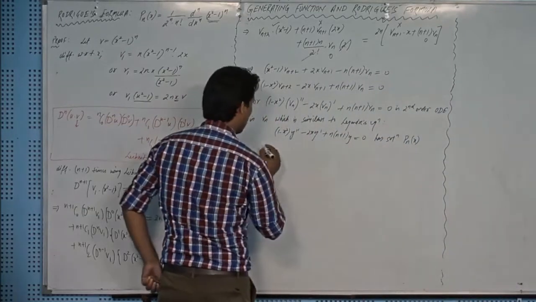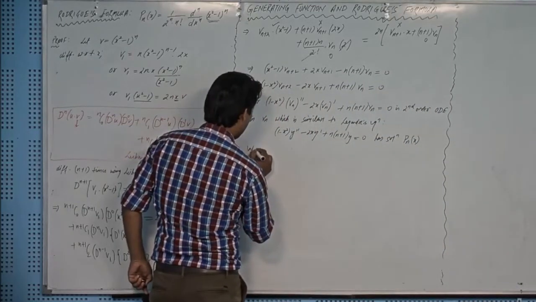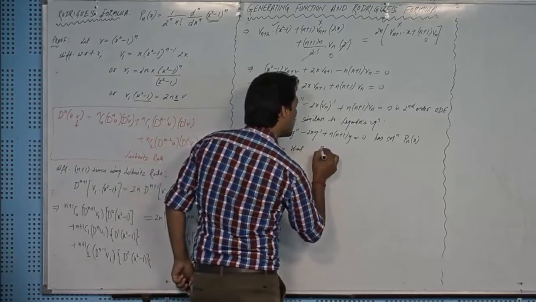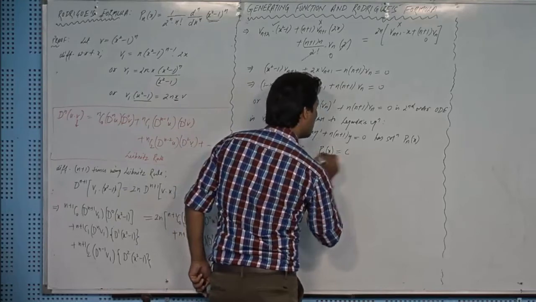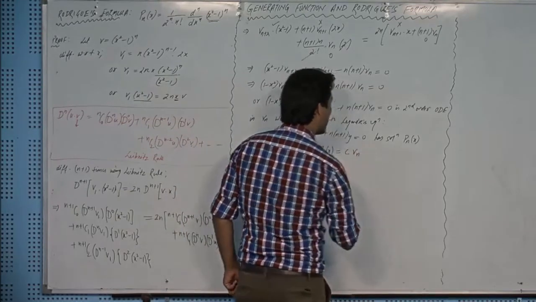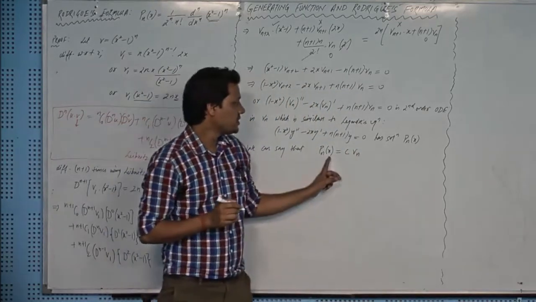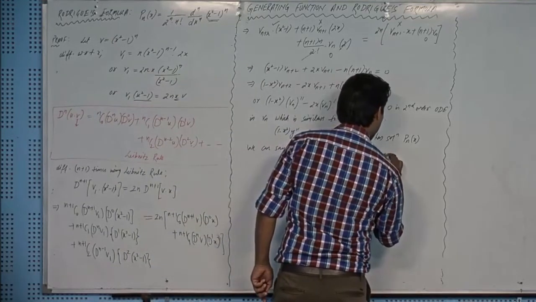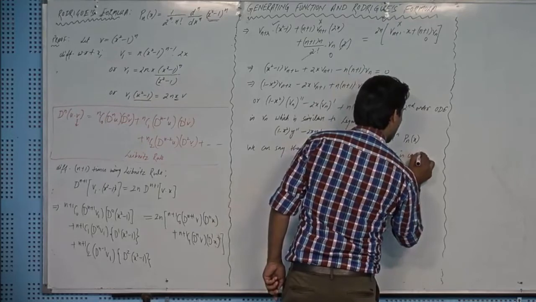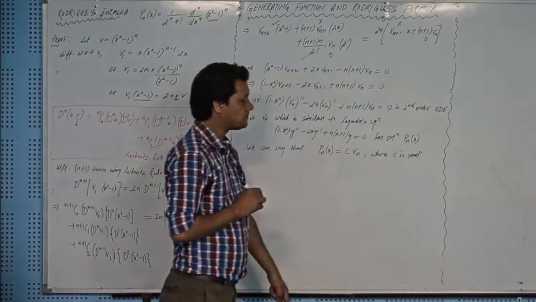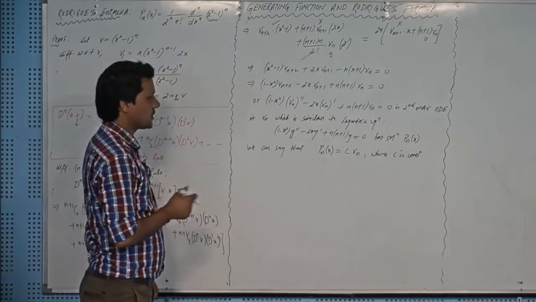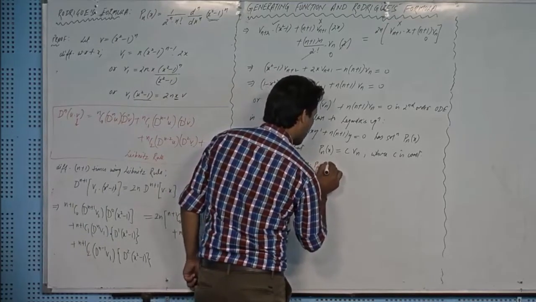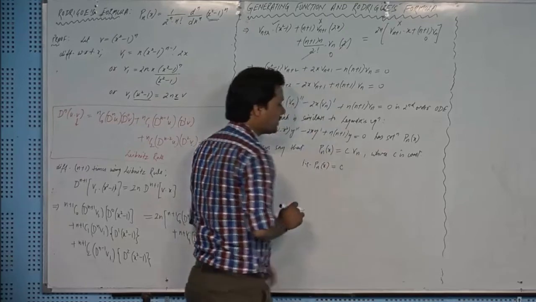So we can say that one of the solutions, Pn(x), should be a constant multiple of the other solution, right? So Pn(x) is equal to C times Vn, where C is a constant, right?